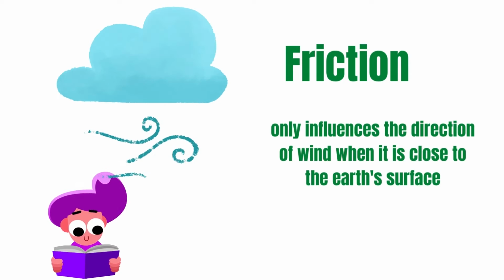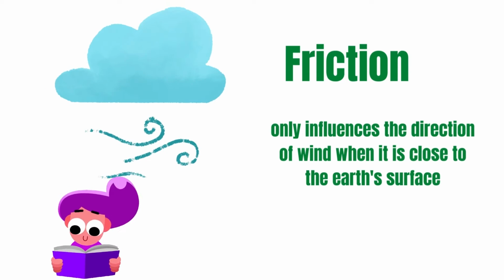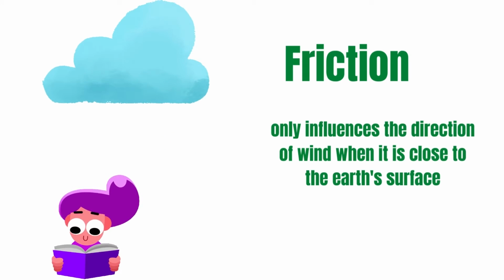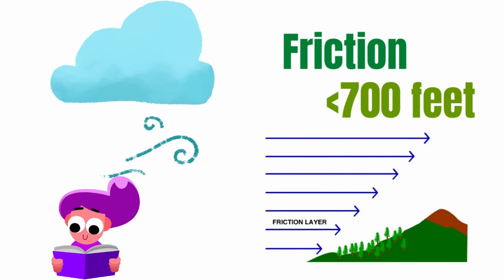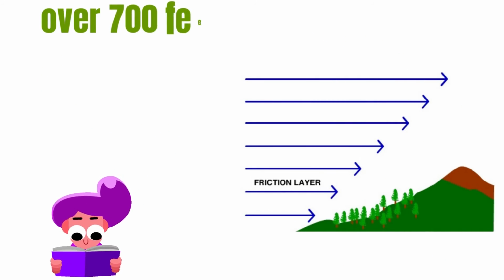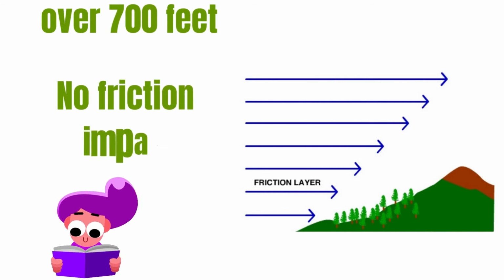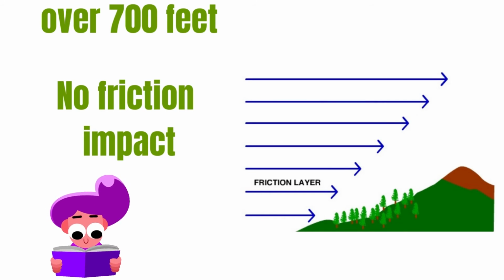The last driving force is friction. Friction only influences the direction of wind when it is close to the Earth's surface, and that is typically defined as less than 700 feet above the surface of the Earth. When the wind is close to the ground, it is affected by friction of objects and topography of the surface. But once we get over 700 feet above the surface of the Earth, friction will no longer have a measurable impact on the direction of the wind.